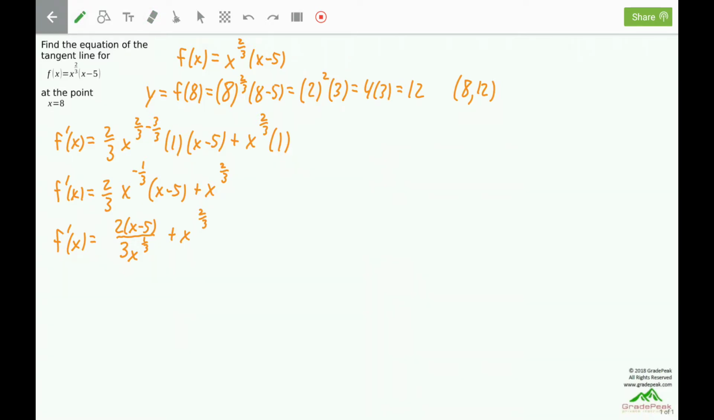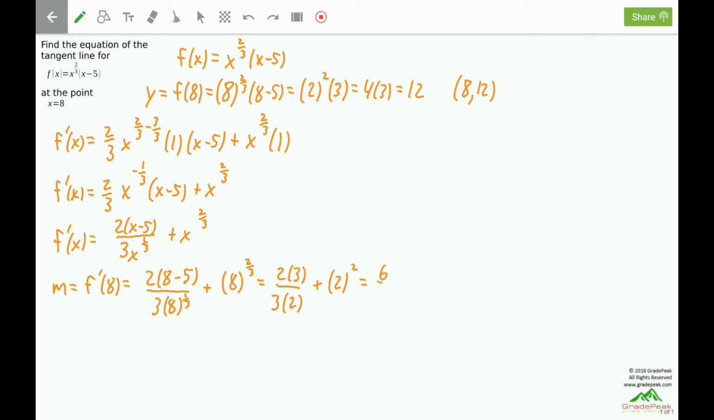That's simplified enough that we can plug the 8 in. So let's go ahead and do that to find our slope. Our slope will be f prime of 8, which is going to be 2 times 8 minus 5 over 3 times 8 to the 1/3 plus 8 to the 2/3. 8 minus 5 is a 3. 8 to the 1/3 means take the cube root of 8, which is a 2, and raise it to the first power. Plus 8 to the 2/3 power means take the cube root of 8, which is a 2, and raise it to the 2 power.